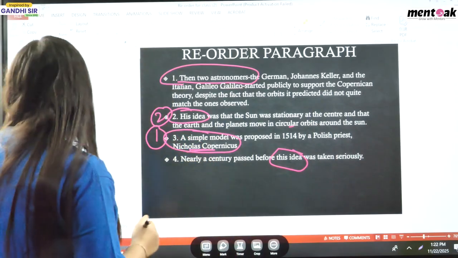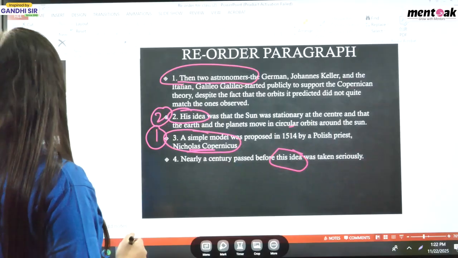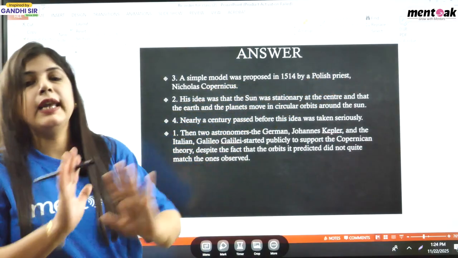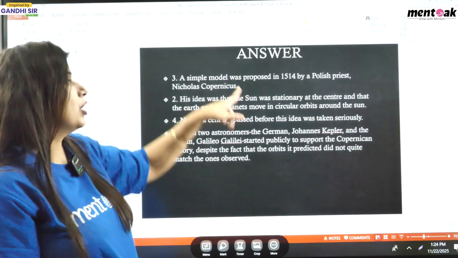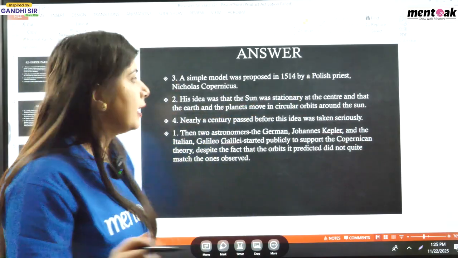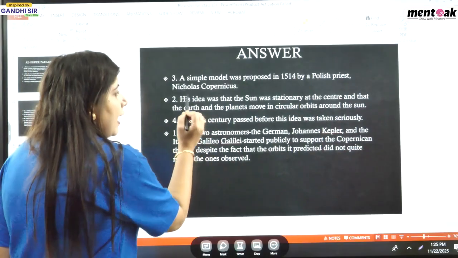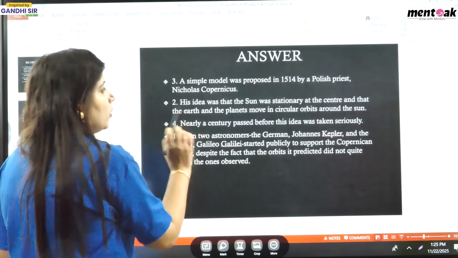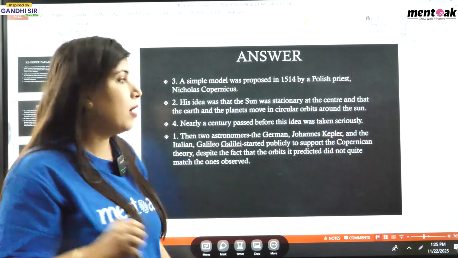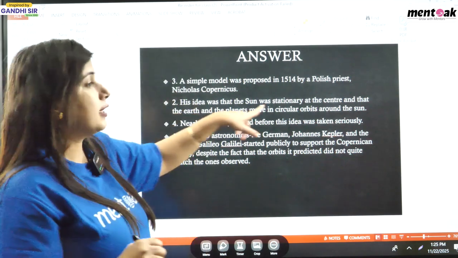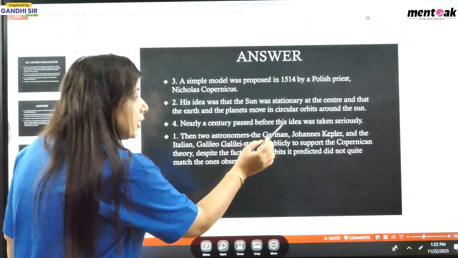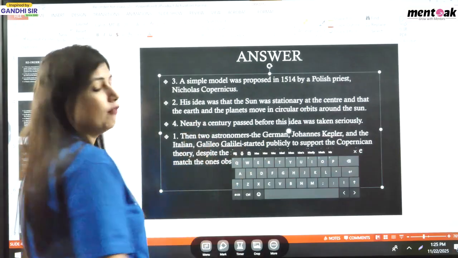So what will your sequence be? Your sequence will be this one. A simple model was proposed in 1514. Basically, in clear language, the introduction is given, the name and the proper introduction is given. After that, for this name we have the clue of this word. For Nicholas we have used the word his. His idea was, whose idea? Nicholas' idea was that the sun was stationary, and nearly a century passed. This idea, which idea? The idea of Nicholas.